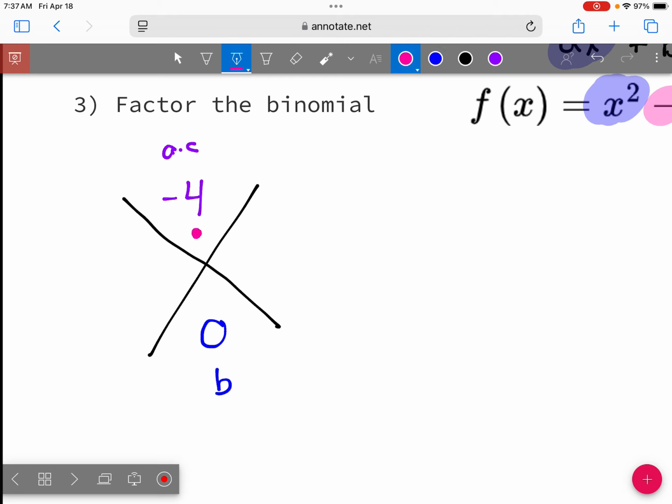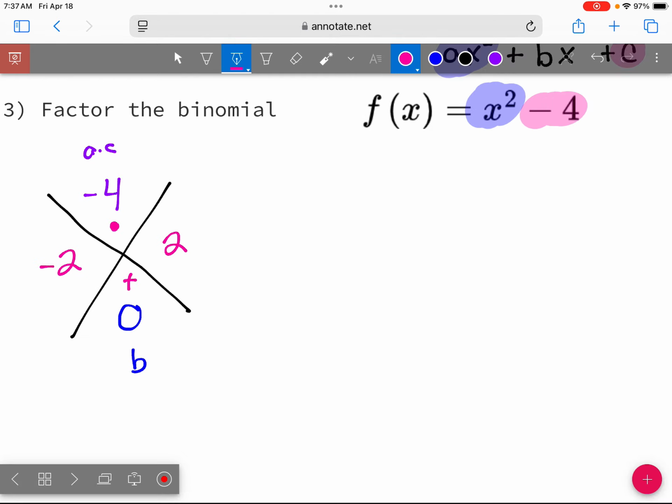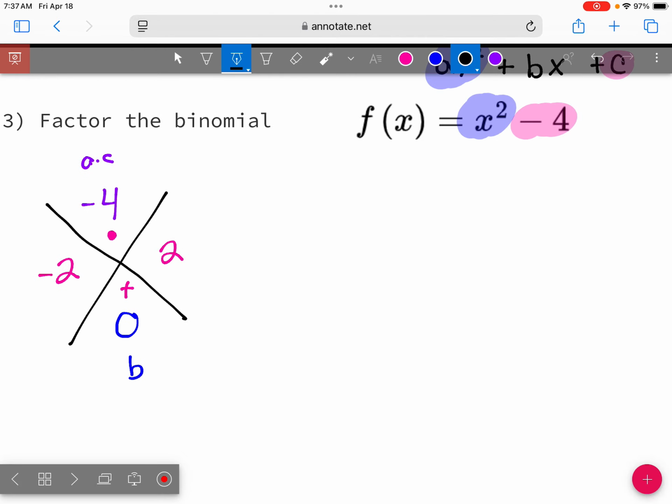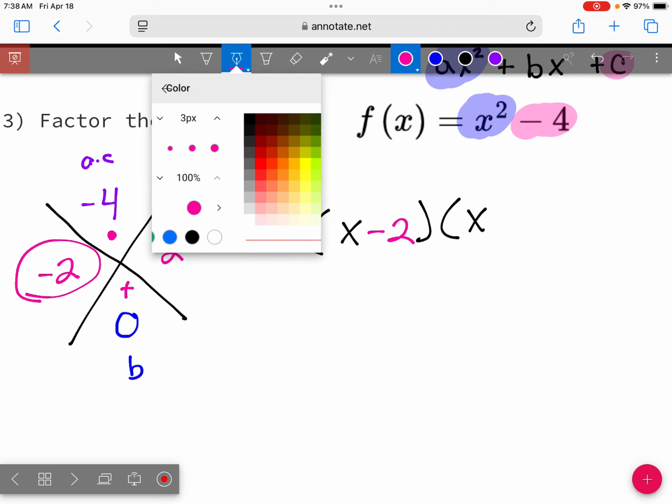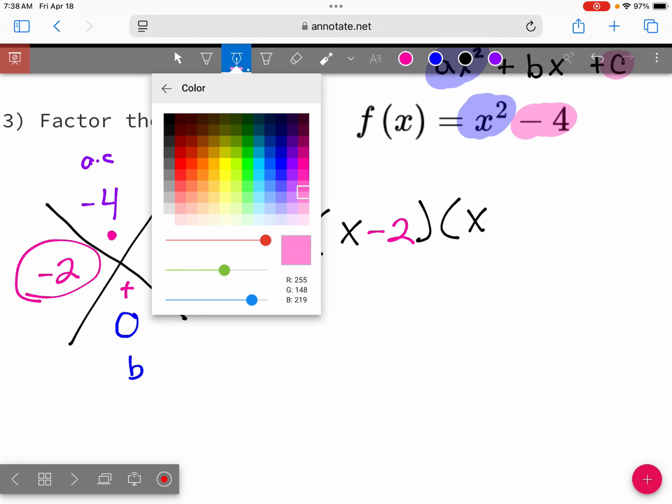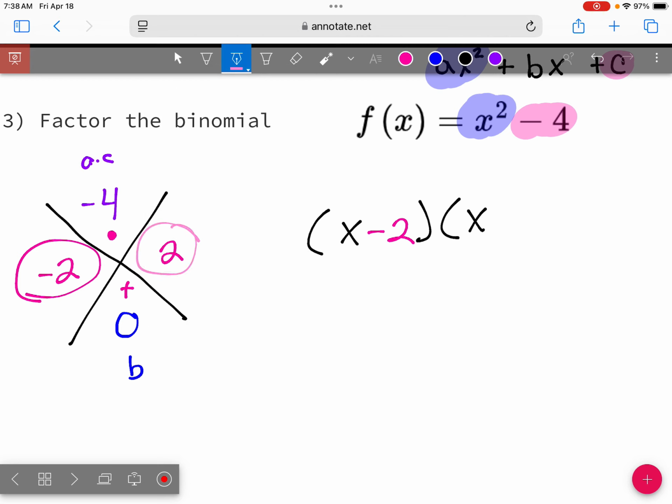So what pair of numbers do we know that will multiply to make negative 4 and add to make 0? Negative 2 and positive 2. So we could go straight into our factored form here, where we have our x with our negative 2 and our x with our positive 2, in a slightly different shade of pink so it looks a little different.